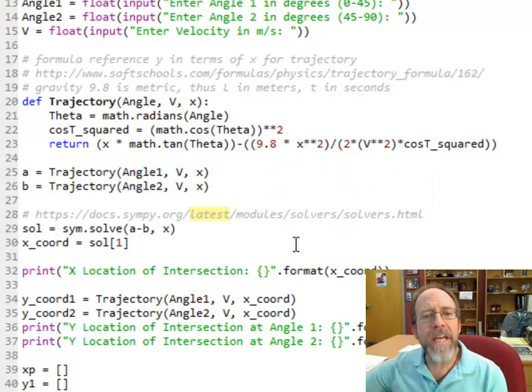So now I'm going to get into the solver. And again, read the documentation. It's in Sympy.